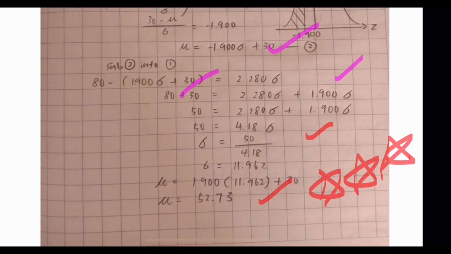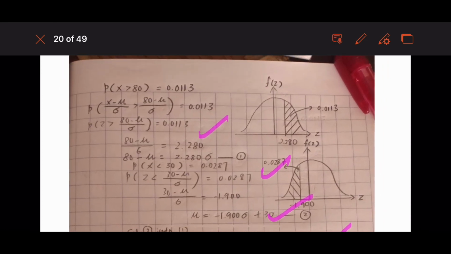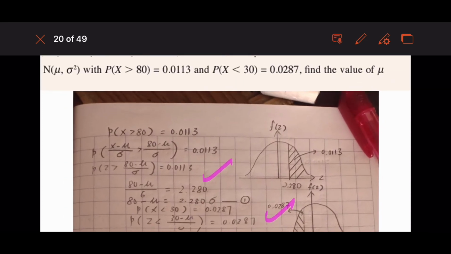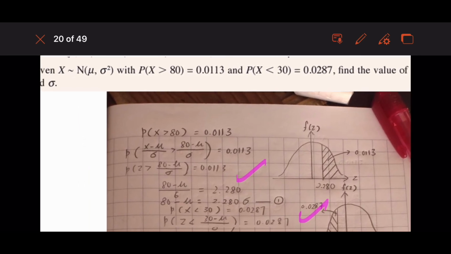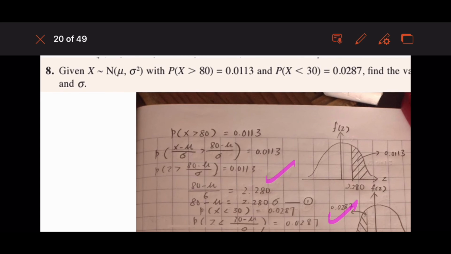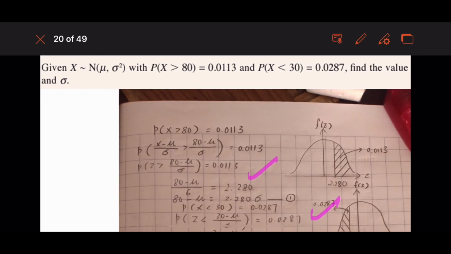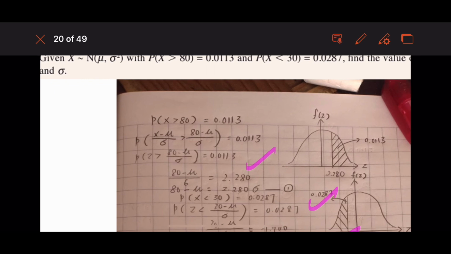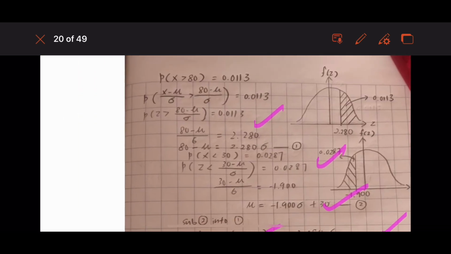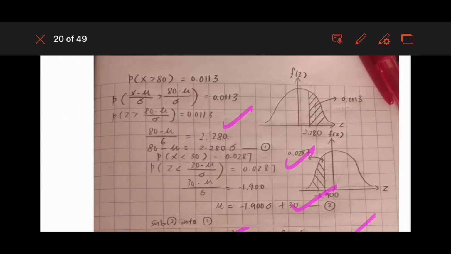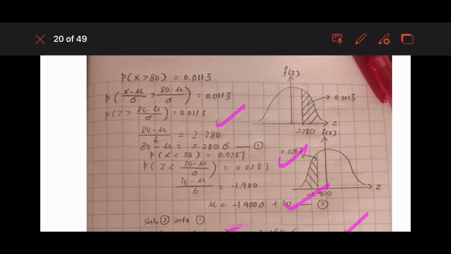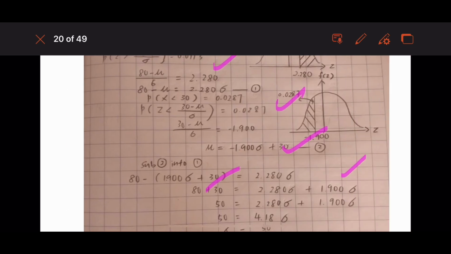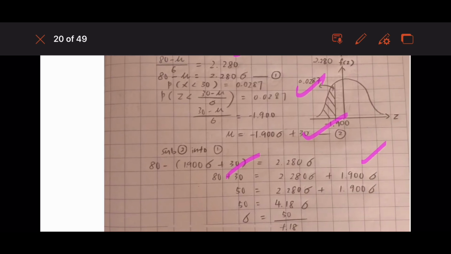Because the area of the calculator is always shaded to the left, I need to use 1 minus 0.0113 to find the z-score, which is 2.280. And I let (80 - mean) over standard deviation equal 2.280. So I let 80 minus mean equal 2.280 times standard deviation as equation 1.